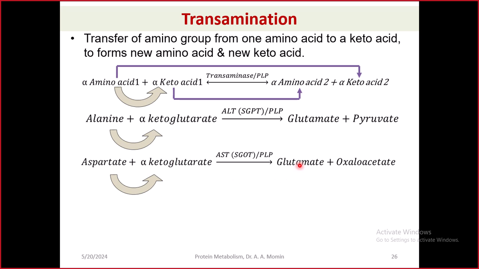Do remember the name of the enzymes given here is either ALT, that is alanine transaminase, depending on the substrate. The substrate is alanine for this type of transaminase, and in this reaction it is AST, that is aspartate transaminase, because the substrate is aspartate. That's why the name aspartate transaminase. The other nomenclature for ALT is SGPT. The full form is serum because the activity is measured in the serum in the clinical lab.